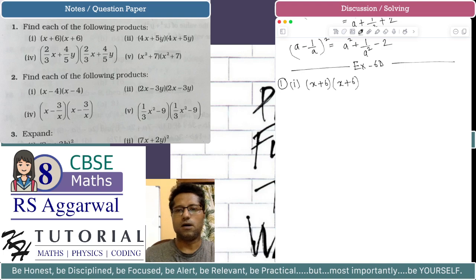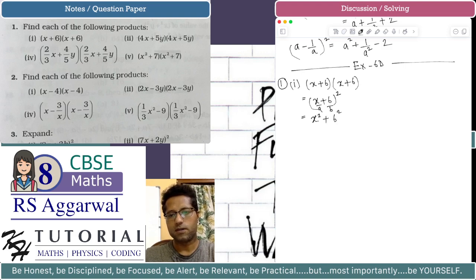So we can write this as x plus 6 whole square, because the same expression x plus 6 is multiplied twice. We know the formula of a plus b whole square. You can consider x as a, and 6 as b. So x square plus 6 square plus 2 into x into 6. This is equal to x square plus 36 plus 12x.